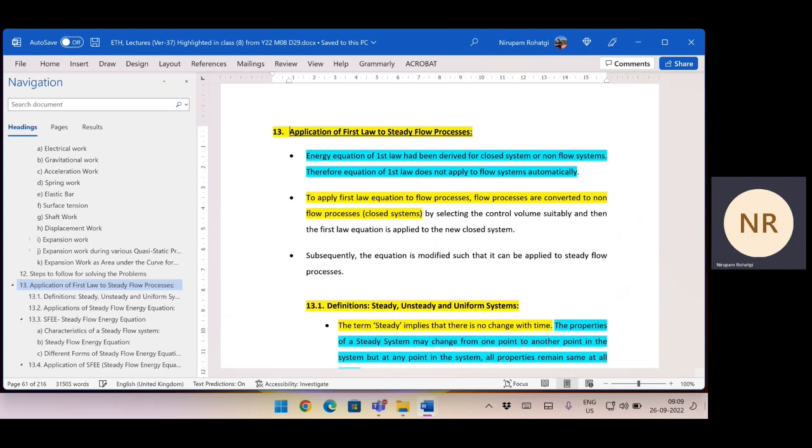So we are starting a new topic today, and this is about application of first law to study flow process. Okay.